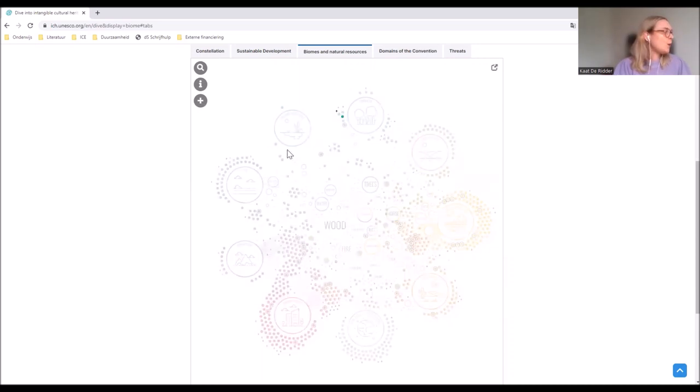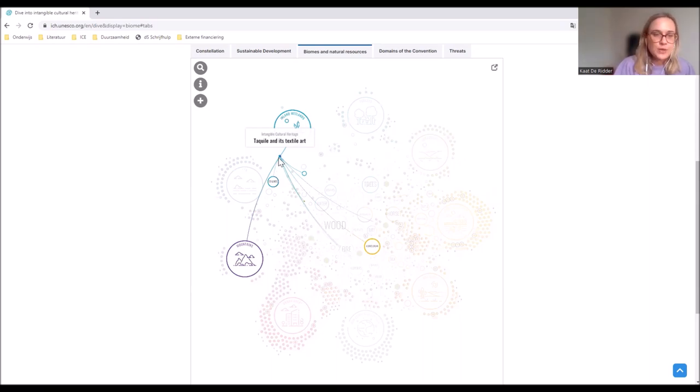Let's have a look at a very illustrative case, the case of Taquile and its textile art, which was inscribed to the representative list of ICH of humanity in 2008. Now, the island of Taquile is located in Lake Titicaca on the Peruvian High Andean Plateau. It's very much known for its textile art, which is produced as an everyday activity by members of the community, regardless of their age, and it's also worn by all community members.